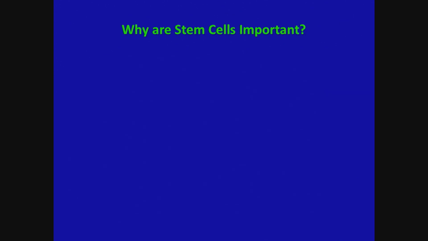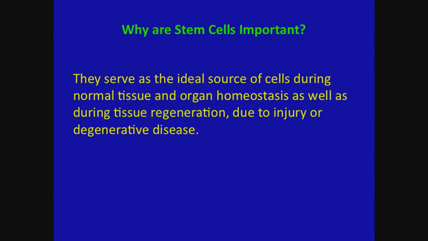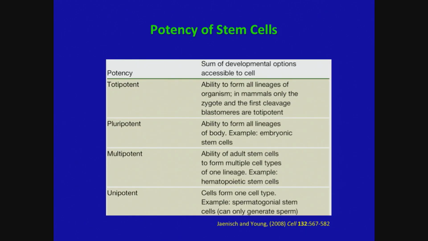Now, why are they important? Why do we need stem cells? Why do we care about stem cells, and why are you here today? Well, from the regenerative medicine point of view, they serve as the ideal source of cells during normal tissue and organ homeostasis. It's basically keeping a very small pool of protected cells that, in case we need them, will start dividing, differentiating, and repairing, for instance, when tissue is damaged. That also happens in case of a disease. And we hope that we can also use these stem cells to better understand diseases and to find new treatments and therapies.